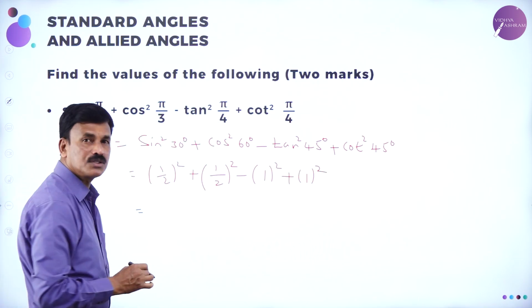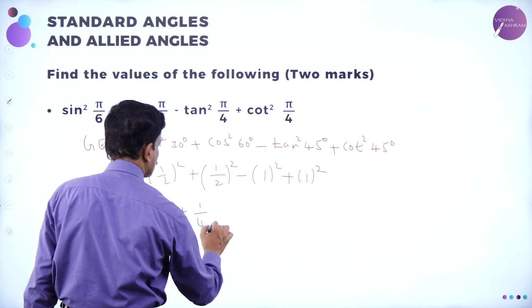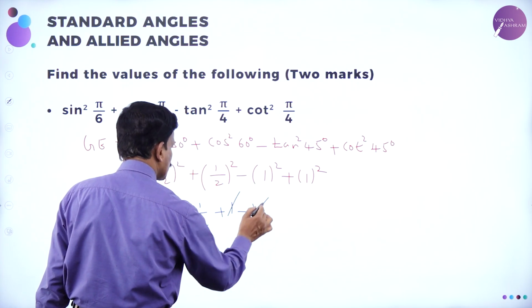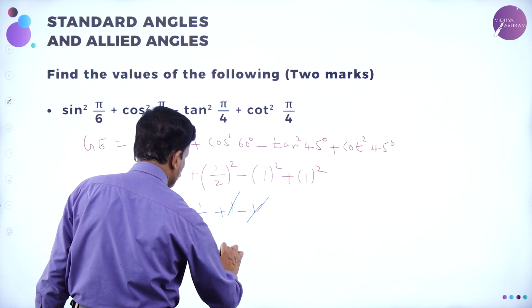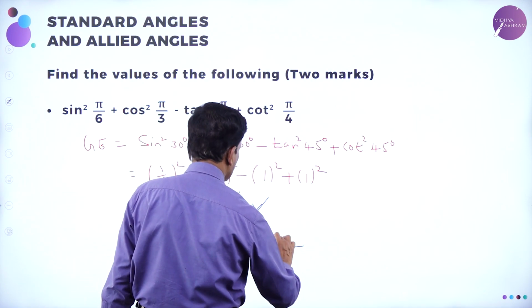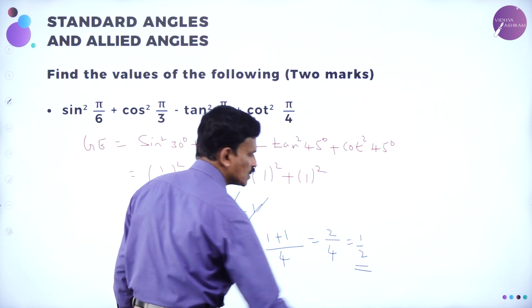Now, this is equal to (1/2)² which is 1/4, plus 1² minus 1². Minus 1 plus 1 gets cancelled. 1/4 plus 1/4. Take 4 as the LCM. 1 plus 1, that is 2/4, which is equal to 1/2, which is the required answer.